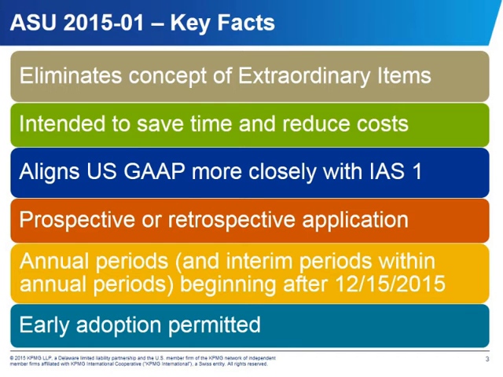The ASU can be applied prospectively or retrospectively for annual periods and interim periods within those annual periods, beginning after December 15, 2015, for all entities. Paul, is there anything else that as a preparer I need to know about transition and adoption?